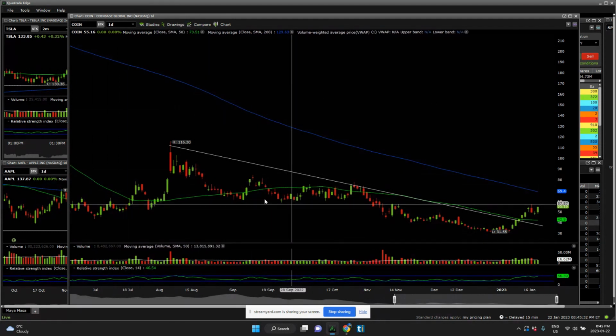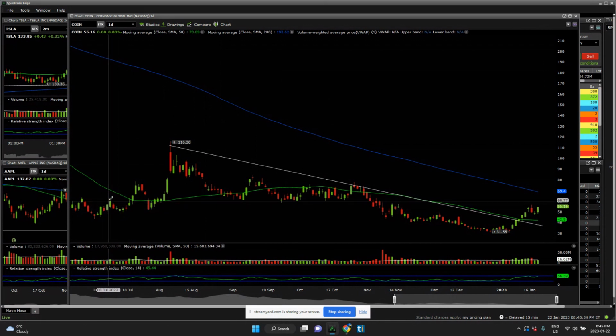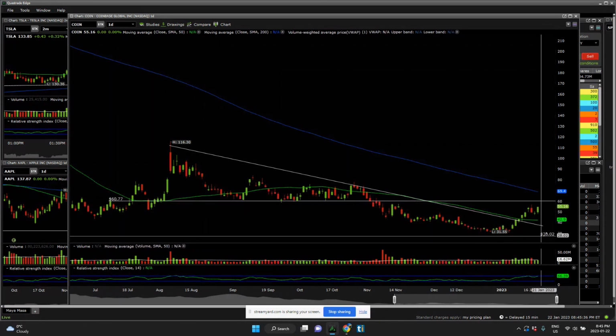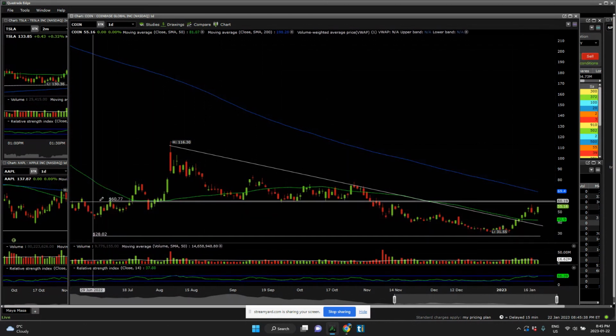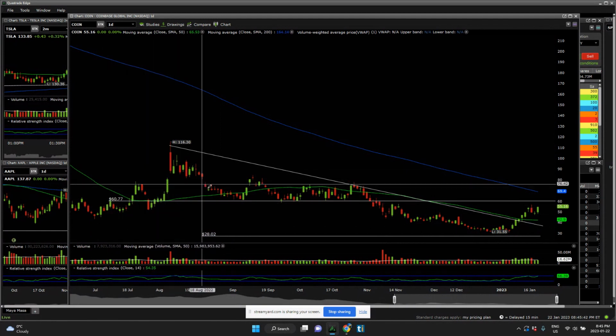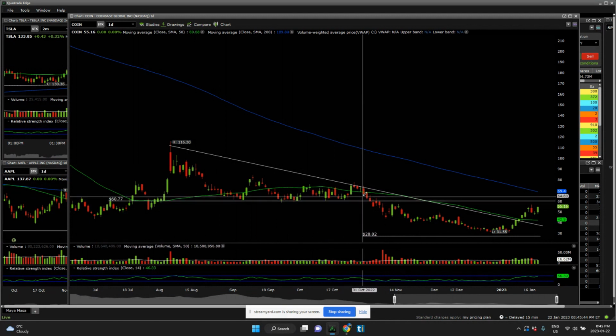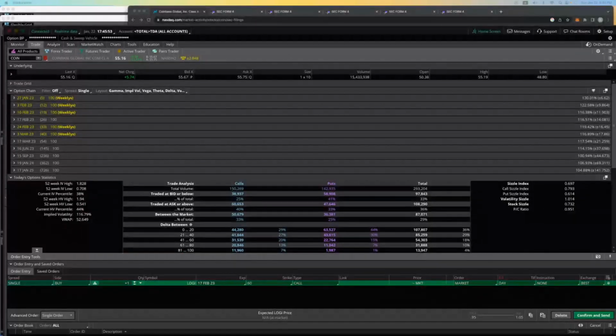It's this 60. I like that. See this line here? This 60 is where it got tested many, many times. Rejected here, broken through here, ripped through here, held the support here, and broke down here. This 60 line is coming up on Coinbase. So it could happen actually tomorrow.